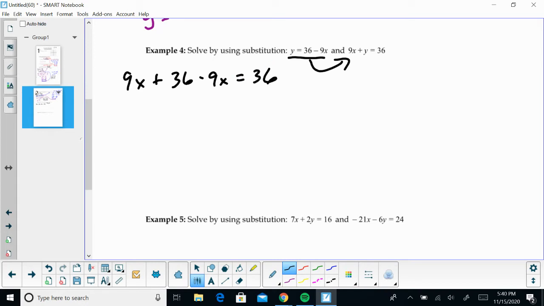We're going to solve this down for x. 9x minus 9x is 0x, so I'll have 36 equals 36. If you guys look here, I don't have any variables, and what have we always said happens when I run out of variables? But the statement is true. Yep, that's right. This is infinite solutions.